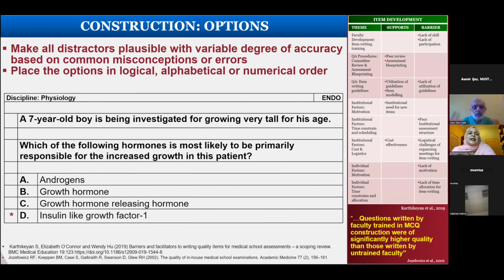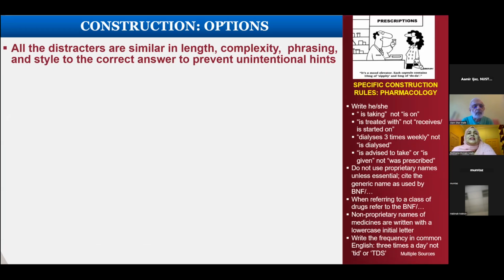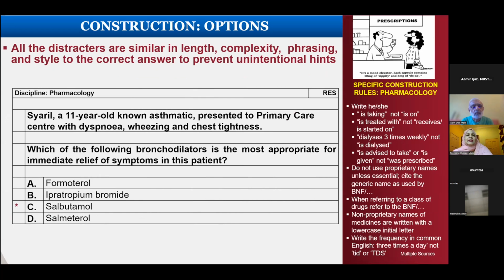That should not be there when the options are put in. For example, I normally prefer to put them in alphabetical order. All the distractors should be similar in length, complexity, phrasing, and style to the correct answer to prevent unintentional wins. I've already told one of the questions before.